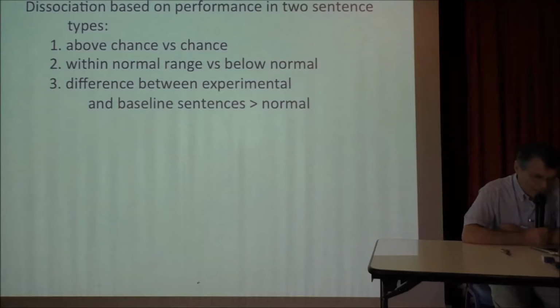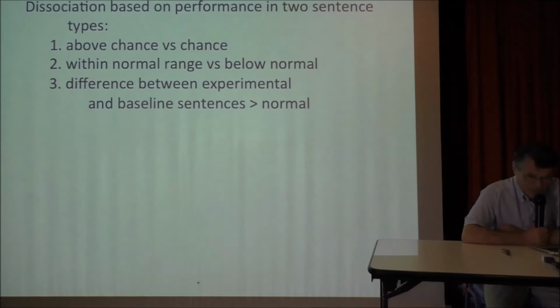One is that the patient is above chance on the baseline sentence and at or below chance on the experimental sentence. That corresponds to the intuition that the aphasic patient is not necessarily normal on the baseline sentence, but they master enough of the operations that are necessary to understand it consistently, and that they don't master those operations consistently on the experimental sentence.